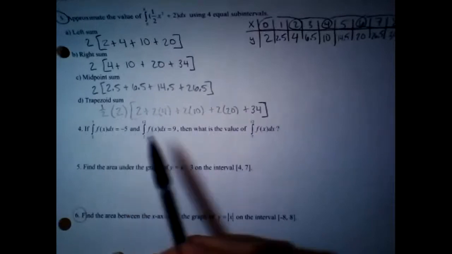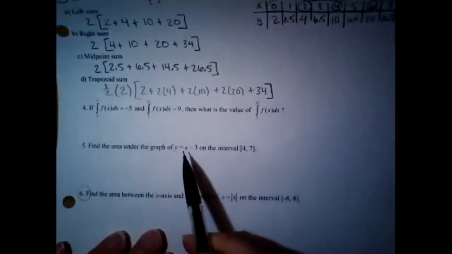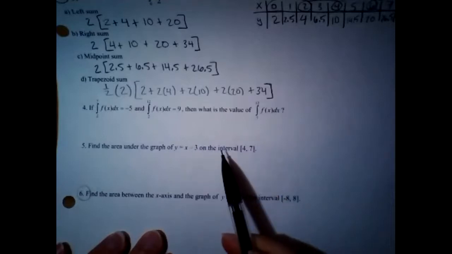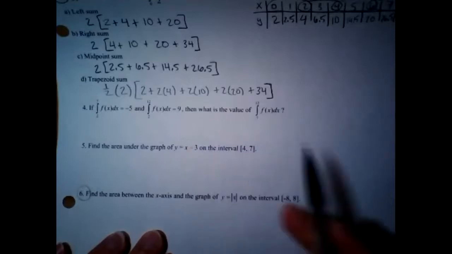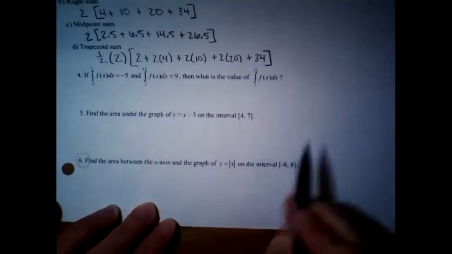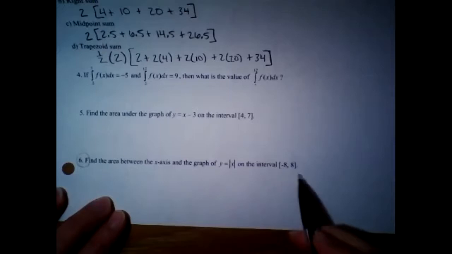All right, number 4 and 5 I'm going to skip. We did ones like these in the homework. This is involving your integral properties. For number 5, you would draw that and then find the area from 4 to 7. I think it comes out to be a trapezoid. So you draw the graph and then do the area from 4 to 7. 6, same kind of thing. We're going to draw this graph and do the area from -8 to +8.